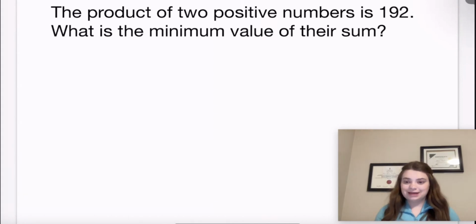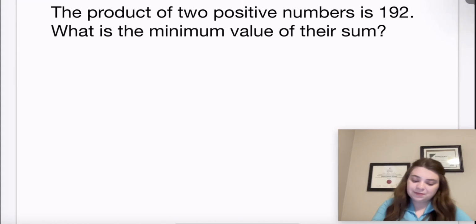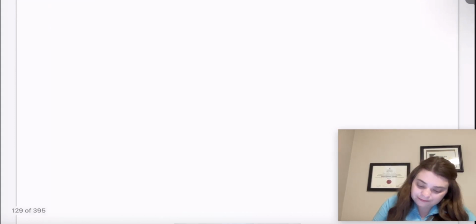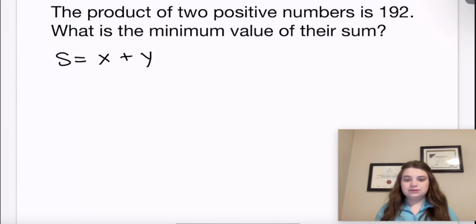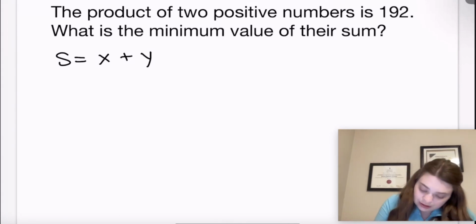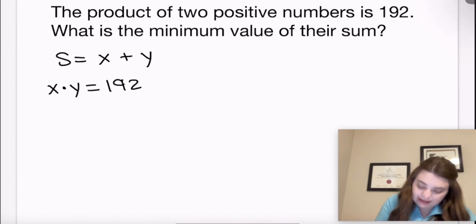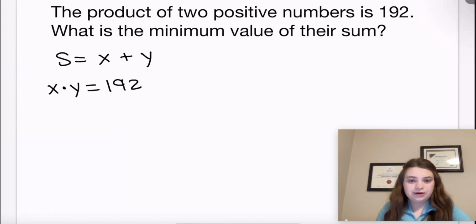So what are we optimizing here? First of all, we're optimizing the sum, and the sum is equal to x plus y. Let's let x and y be these two numbers. So the sum is x plus y. Now, what about the product? The product is 192. So therefore, x times y is equal to 192. So this is what we know.